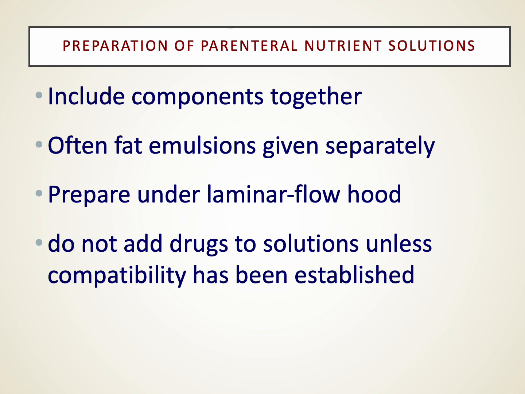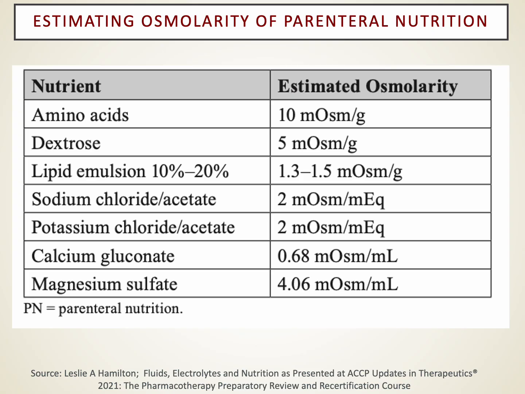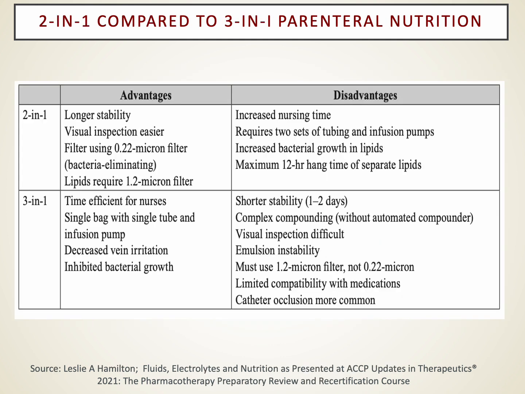Often the parenteral solutions will contain a mix of the dextrose and amino acids with the lipids given as a separate IV, or it could be given where all 3 are mixed in the same bag. So here are some of the osmolarity components associated with each of these that affect whether or not the solution can be given centrally or peripherally. And the advantages and disadvantages of a 2-in-1: a 2-in-1 is an IV solution with just dextrose and amino acid, where we give the lipids separately, and a 3-in-1 is a bag that has lipids plus dextrose plus amino acids in it. And so there are advantages and disadvantages to each that are listed here.